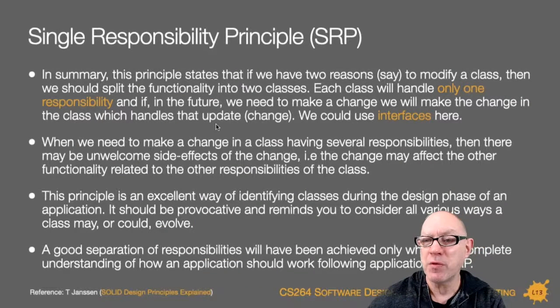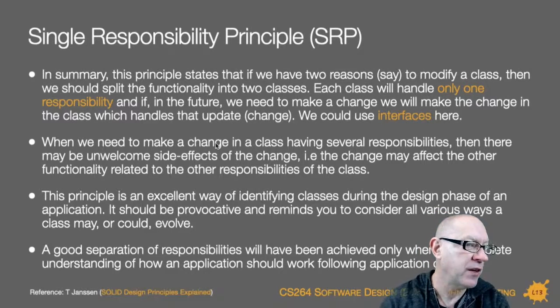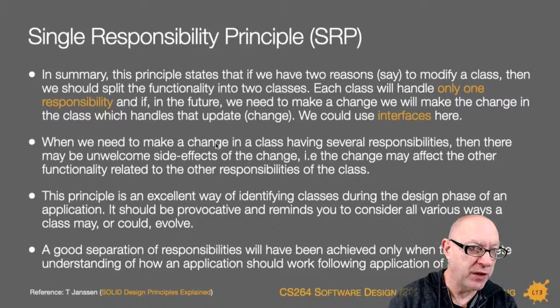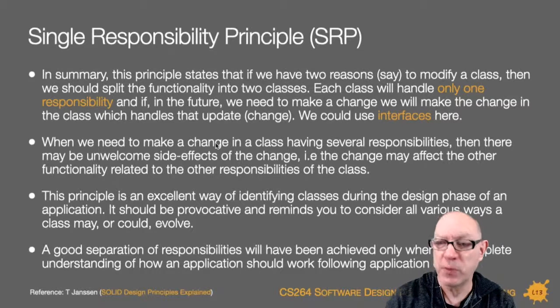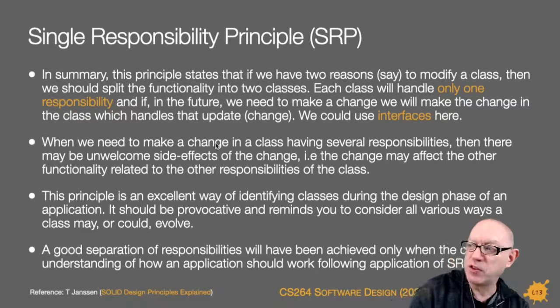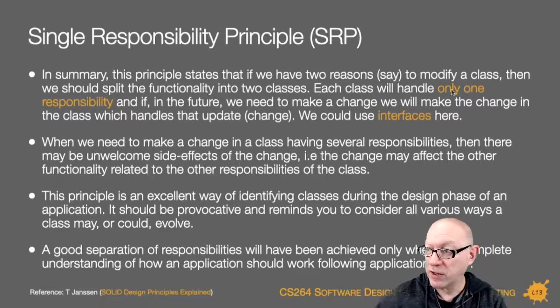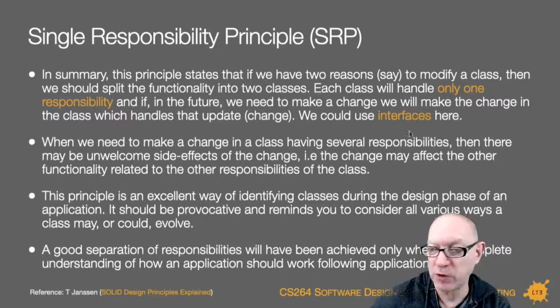So in summary, really, the principle states that if we have two reasons to modify a class, then maybe we wanted to update how we calculate areas, or we wanted to update how we output information, then we should split the functionality into two classes. So each class will handle only one responsibility, and if in the future we need to make a change, we will make the change in the class that handles that update or change. We could actually use interfaces as well to do that. So you'll see a lot of the time responsibilities happening with interfaces.